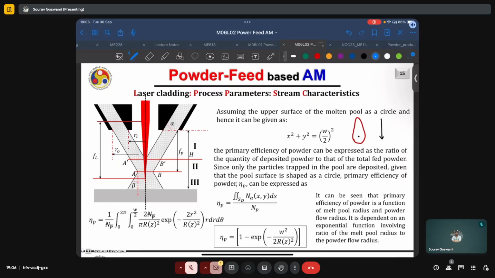The primary efficiency of powder can be expressed as the ratio of the quantity of deposited powder to that of the total fed powder. Since only the particles trapped in the pool are deposited, given that the pool surface is assumed here as a circle, the primary efficiency of the powder can then be expressed by the expression given, and it can be seen that the primary efficiency of powder is a function of melt pool radius and powder flow radius. It is dependent on an exponential function involving the ratio of the melt pool radius to the powder flow radius.